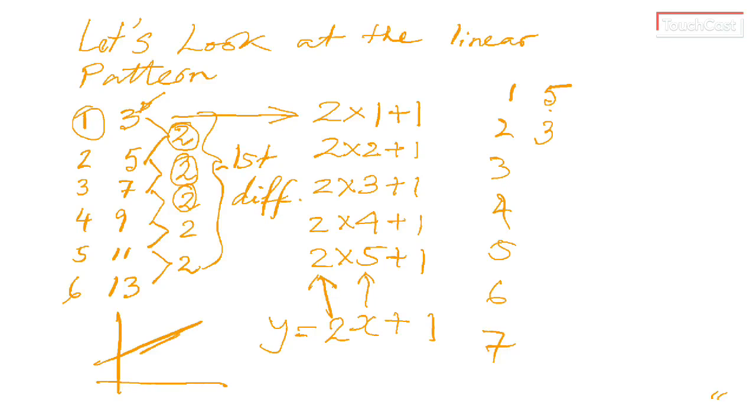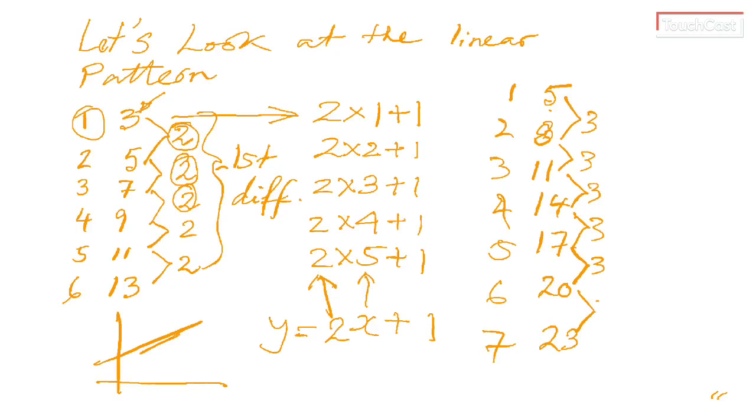So 5 plus 3 is 8. 8 plus 3 is 11. 11 plus 3 is 14. And 17 and 20 and 23. So that is a linear sequence. Okay, now let's look at that. So very quickly, because we are year 11s, the common difference is 3 all the time. So we know this is going to give you the linear pattern.